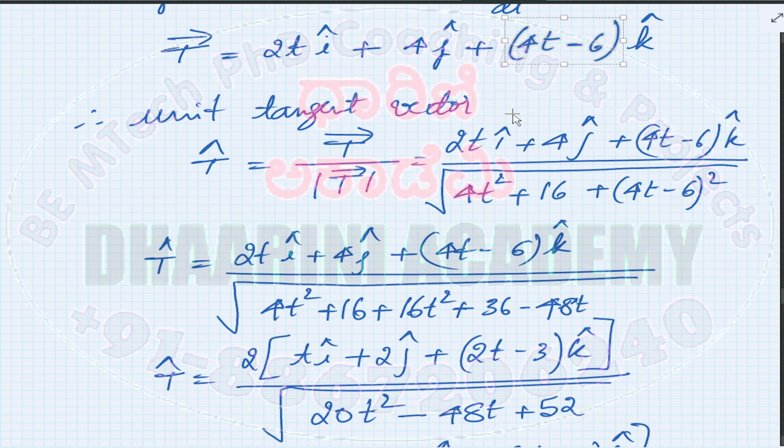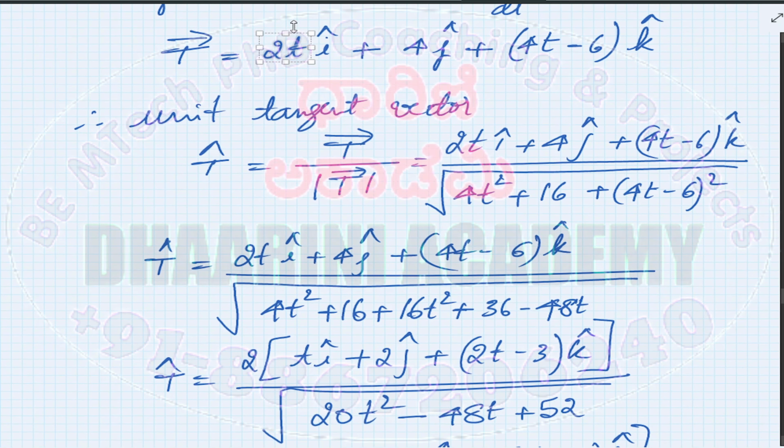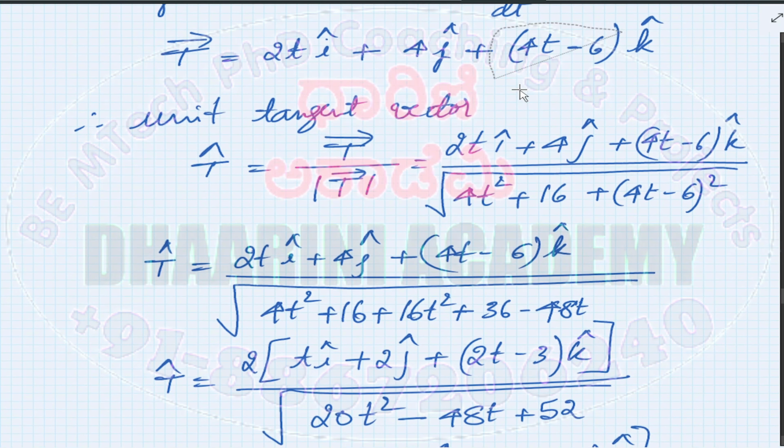Then moving ahead, what they have asked is not the tangent vector. What they have asked is the unit tangent vector. You know a vector and you want to find its unit vector, what you will perform is you will simply divide by its magnitude. So our intention is to divide by the magnitude, which can be found by the square root of every term squared. So 2t becomes 4t square, 4 becomes 16, 4t minus 6 becomes 4t minus 6 the whole square. The numerator is the vector written as it is, and the denominator is nothing but the term I just mentioned.